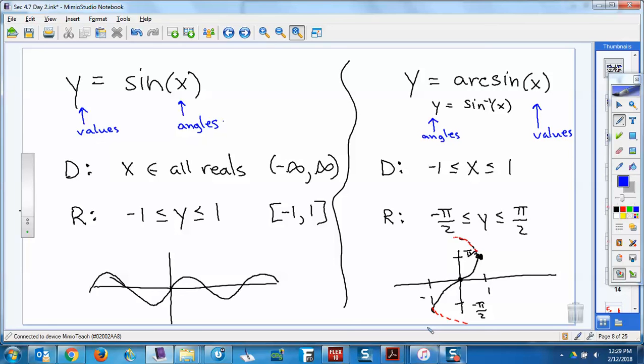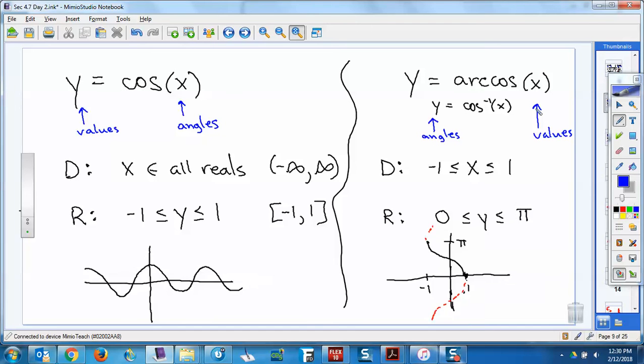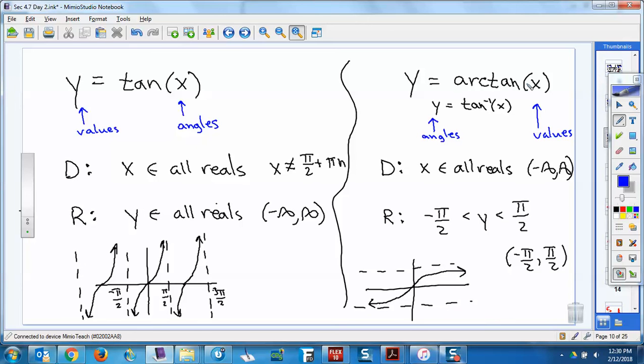Okay, so again, the key part of it is this blue part up here. We understand that when we put into sine, we're getting angles, and we get out values. So on the arc sine, we put in values, we get out angles, and the values, especially on sine and cosine, are important because they're always between -1 and 1. Now tangent's a little different. We can put in any values, and we get out any values. But the angles we get out are restricted.